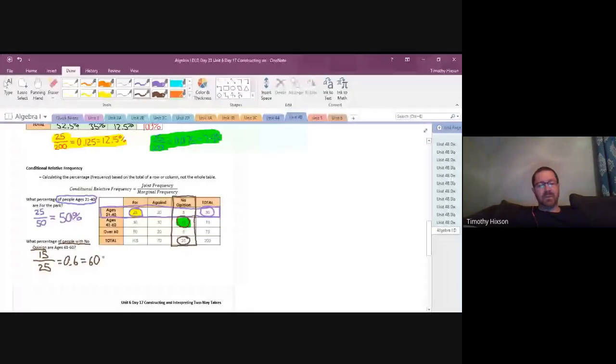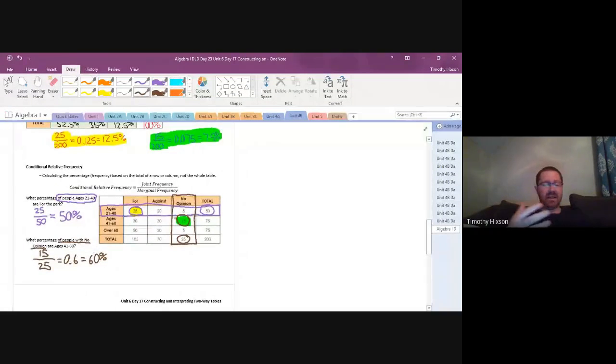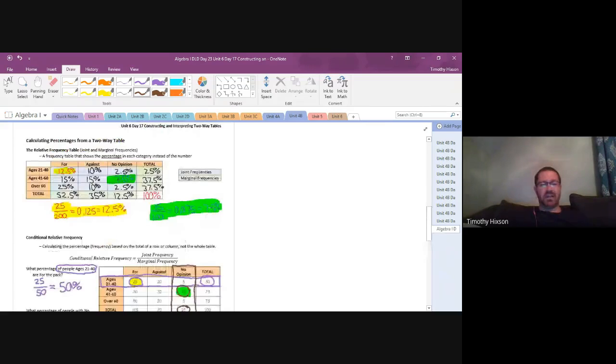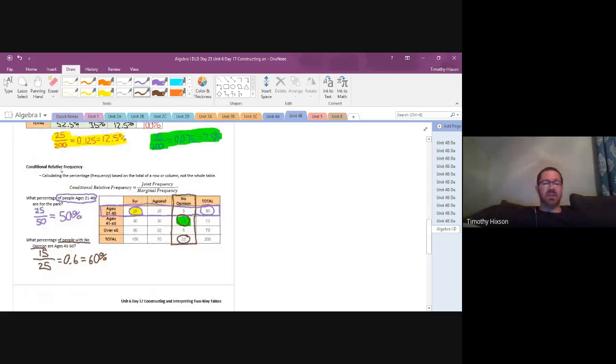Okay, now these percentages are not going to add up to 100 or stuff like that. You just go with what it says, because again, we're looking at the category, in this case, of no opinion, or the category of people who are just in the age range 21 to 40 in this first example. Okay, so that is how we find relative frequency, the percentage out of the whole, and conditional relative frequency, the percentage out of a category.